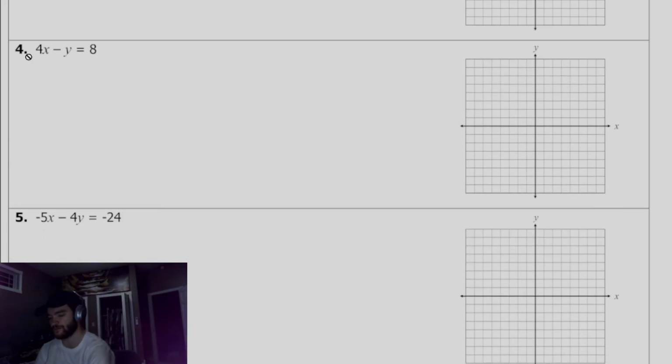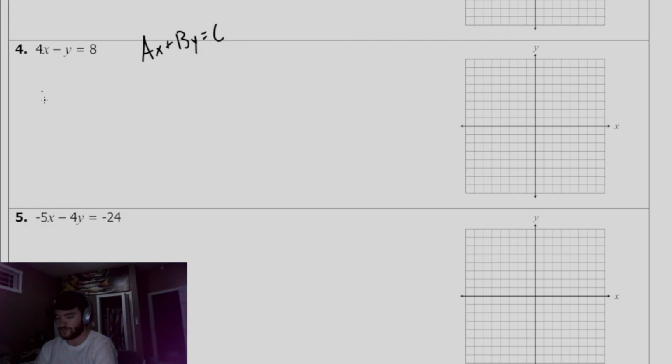So this is in standard form. Hopefully you remember what standard form was. If you don't, that's okay. Standard form was ax plus by equals c, right? Standard form is beautiful because I don't have to move anything. I'm not solving for x. Well, I technically am, but whatever.